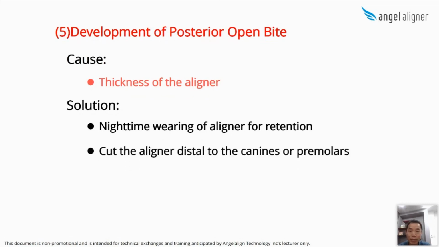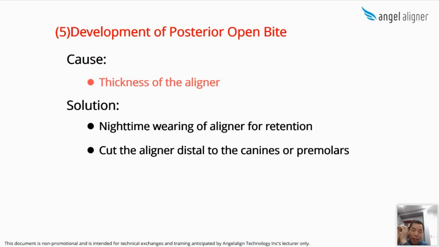Or we can cut the aligner distal to the canine or premolar, if necessary, to allow the posterior teeth to erupt into occlusion. This is one of the very important options in some cases, because the anterior teeth are aligned and there are only very minor open bites in the posterior teeth.